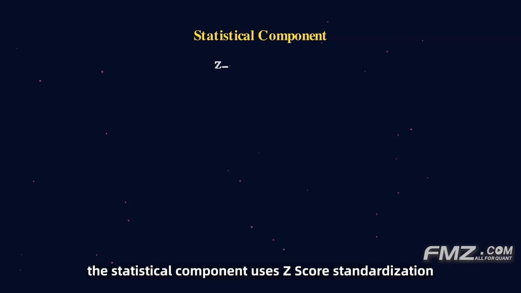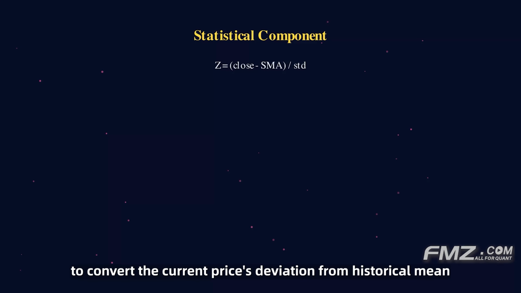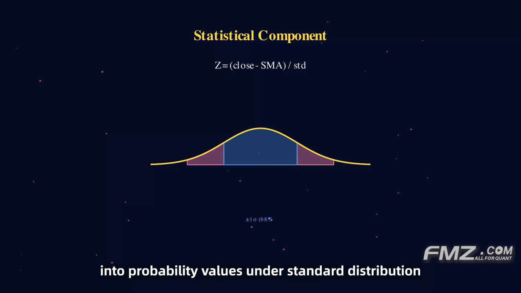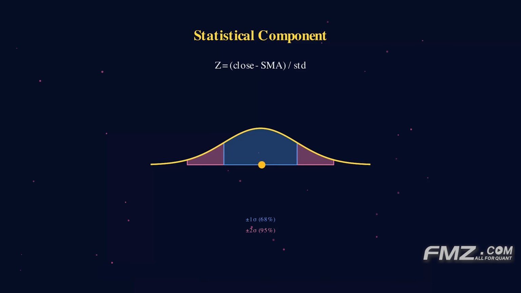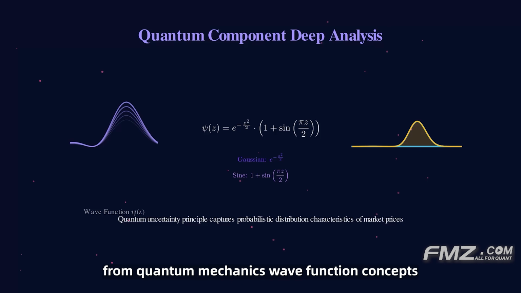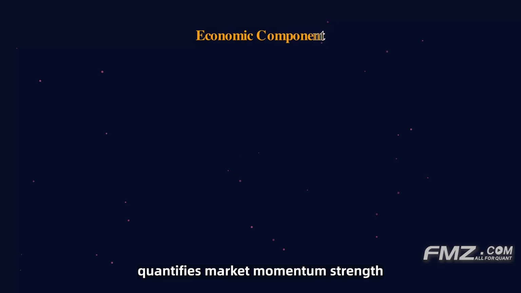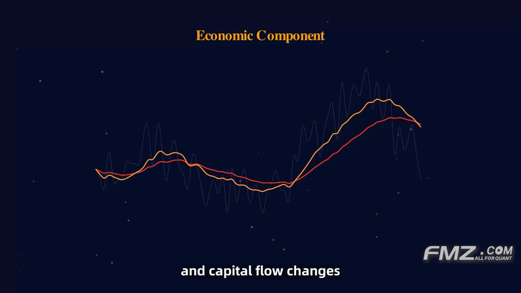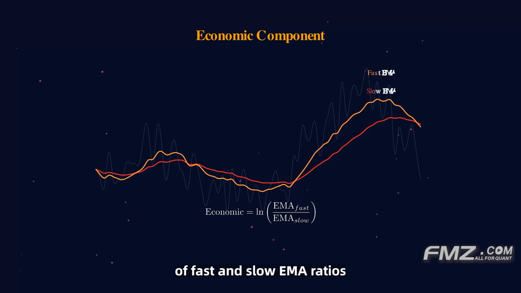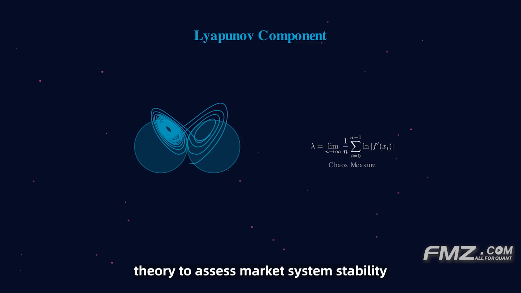First, the statistical component uses z-score standardization to convert the current price's deviation from historical mean into probability values under standard distribution, identifying abnormal price fluctuations. Second, the quantum component borrows from quantum mechanics wave function concepts using Gaussian distribution combined with sine function modeling to capture market price uncertainty and cyclical characteristics. Third, the economic component quantifies market momentum strength and capital flow changes based on logarithmic transformation of fast and slow EMA ratios. Fourth, the Lyapunov component applies chaos theory to assess market system stability, warning of potential violent volatility risks.